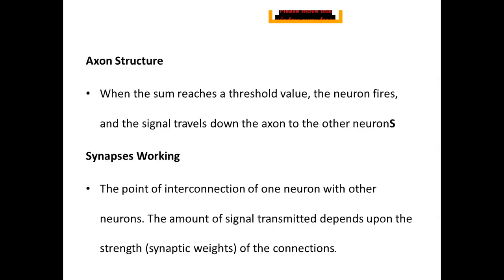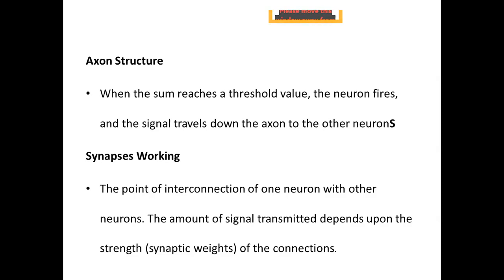Okay, and followed by that, the third one is the axon structure. Actually, what happens after receiving all the input signals? When it reaches a threshold value, the neuron fires and the signal travels down the axon to the other neuron. That is the process. Initially, it will receive the signal. After receiving the signal, what happens? After summing the input signals, it reaches the threshold. Once it reaches a threshold value, the signal travels down the axon to the other neuron.